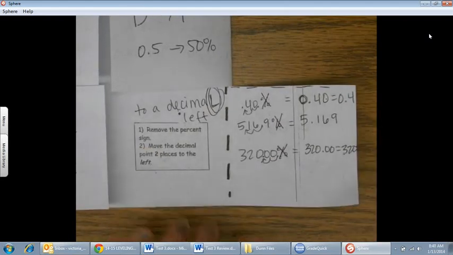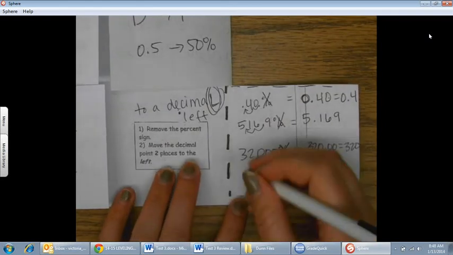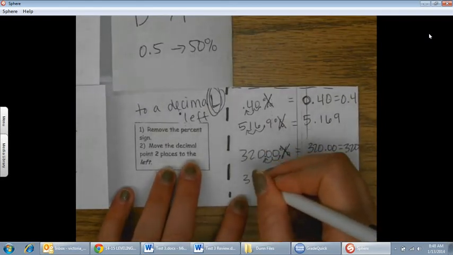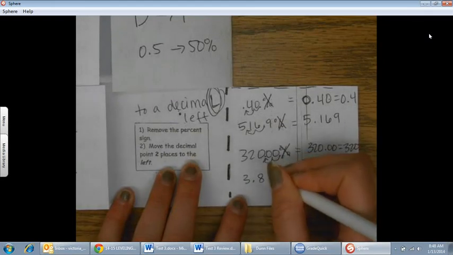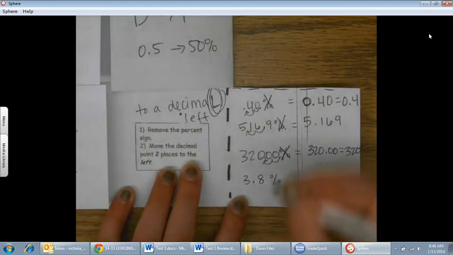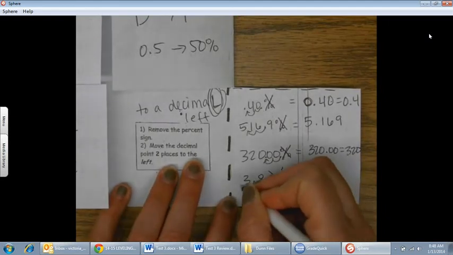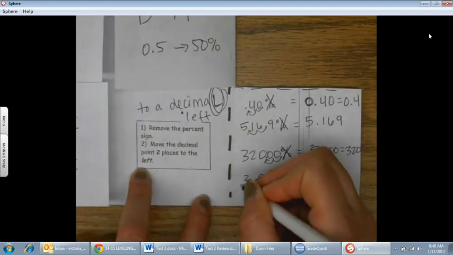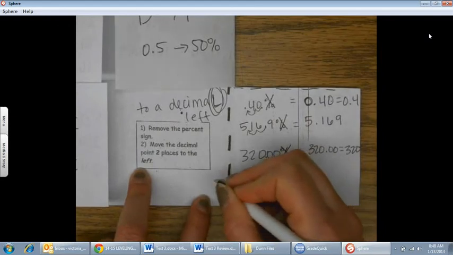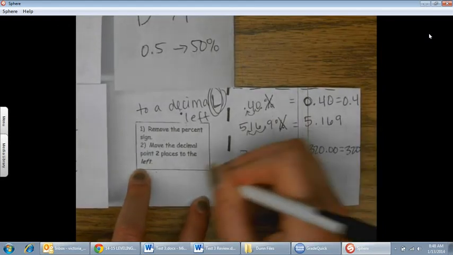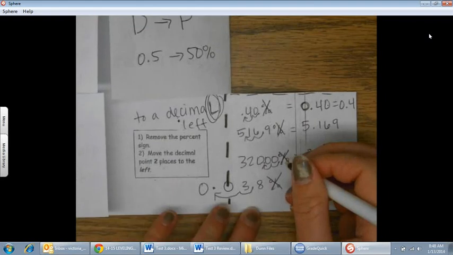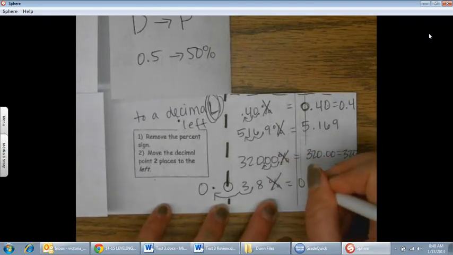And the last one I want to do is 3.8%. Here you'd cross out the percent sign. You already start at your decimal and you move it 1 space, but you have to move it 2. So you're going to put your decimal here and you're going to fill in your 0 placeholders, which is going to leave you with 0.038.